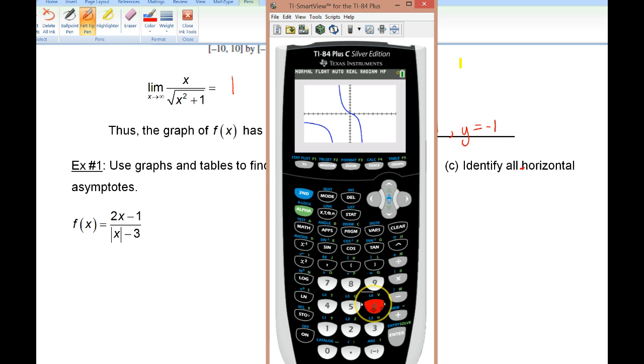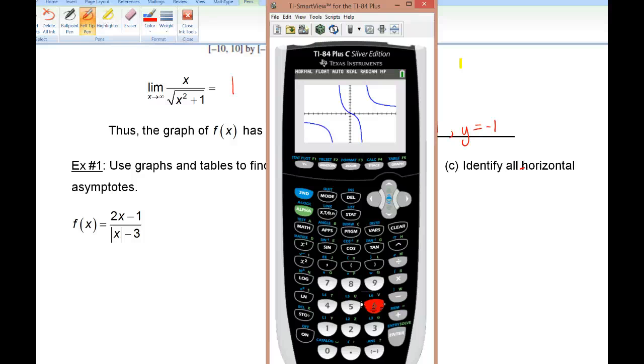Now remember, when we're looking at the graph, we don't care what happens around 0. We don't care what happens around 1 or at 2. We don't care about our vertical asymptotes. All I care about here is the end behavior. What happens as I look at x approaching positive infinity? Y is approaching negative infinity. What is the y value approaching?